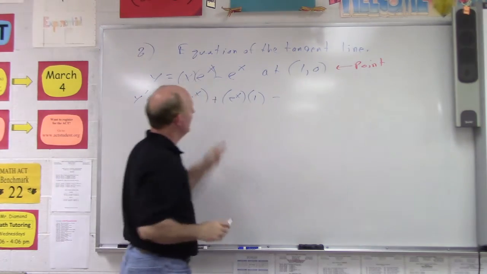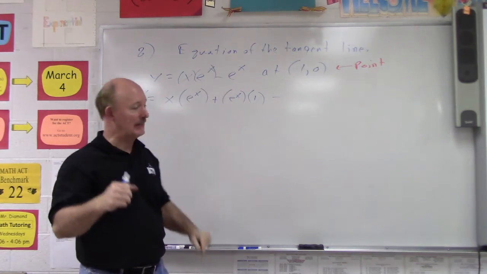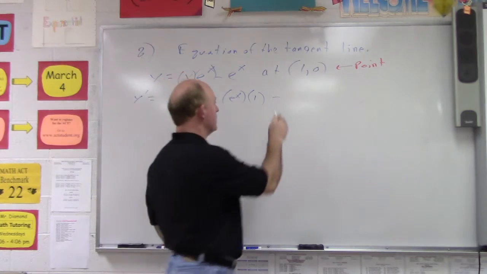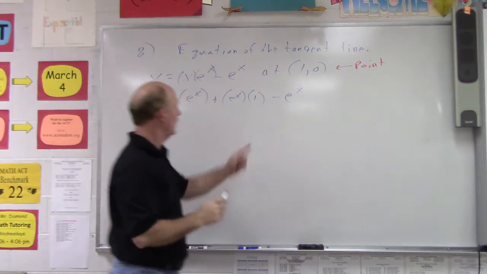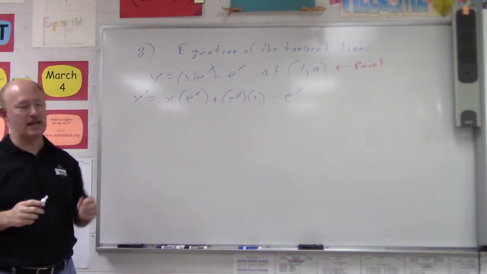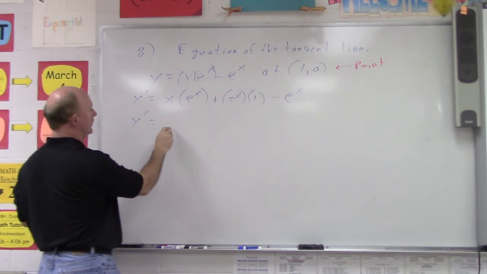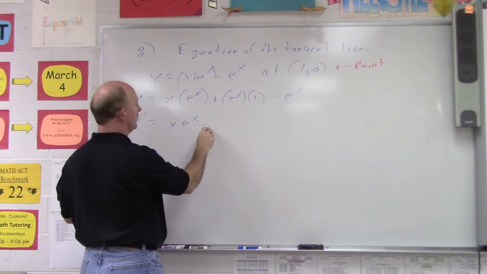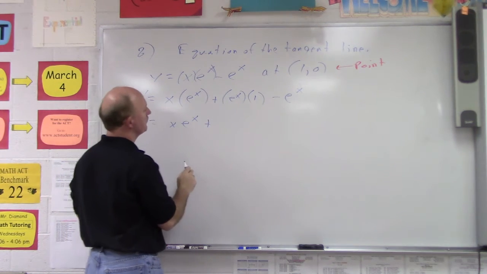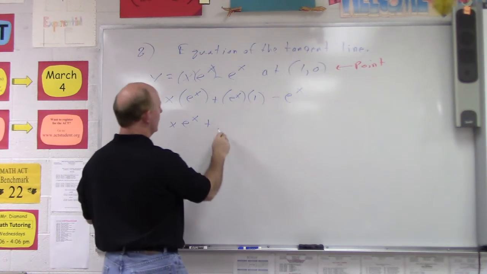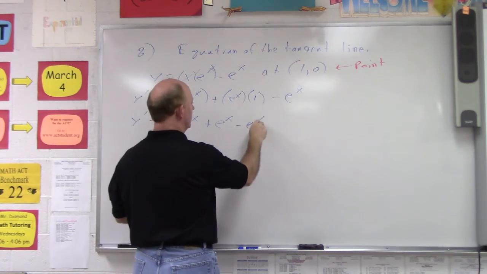Minus, now the derivative of e^x, that's easy, e^x. So minus e^x again. So this is our derivative now. Let me simplify this a little bit. So y prime is equal to x e^x plus e^x minus e^x.